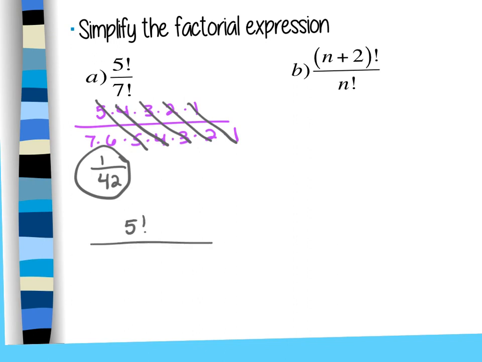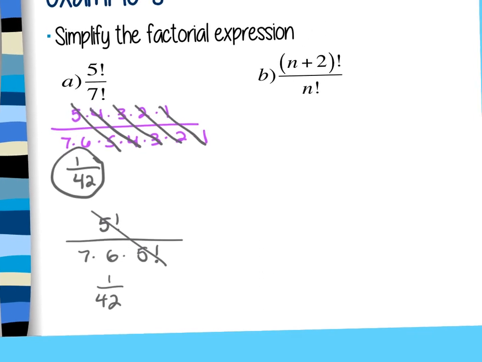And then take the bigger one and break it down until you hit the smaller one. So this would be 7 times 6 times 5 factorial. Then I can cancel the 5 factorials and I just get 1 over 42. Don't go through the work of 5 times 4 times 3 times 2 times 1 and then 7 times 6. Like, that's nonsense. You don't do it. Take the bigger one, break it down until you hit the smaller one and stop. Does that make sense? Okay.